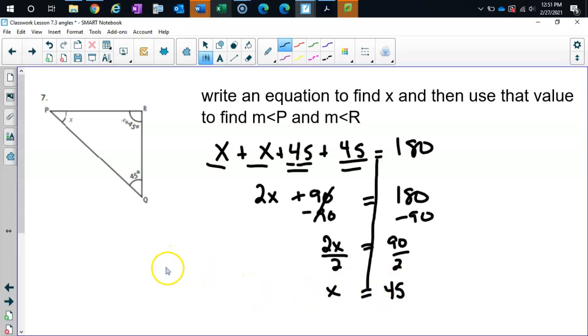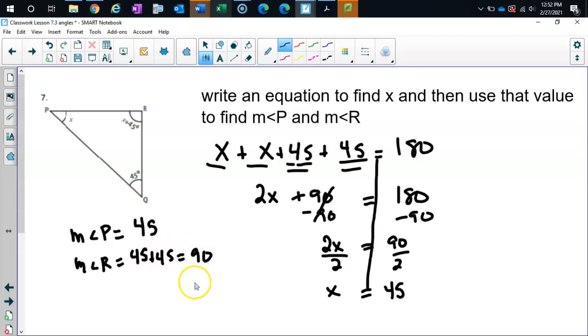Now, I want you to find angle P. Go. Well, the measure of angle P is x. X is 45, so P is 45. Now I want you to find the measure of angle R. Go. Well, R is x plus 45, and x is 45, so 45 plus 45 is 90. Now, this angle is 90, this angle is 45.